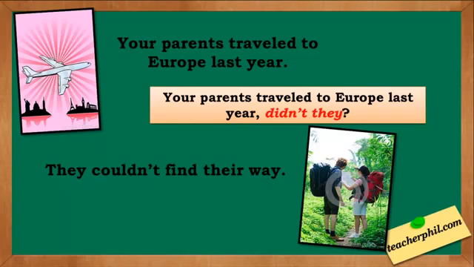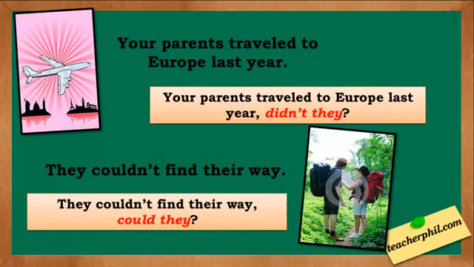The last one, they couldn't find their way. The correct answer is, they couldn't find their way, could they? We used the modal could in the statement, so could should also be used in the tag. Could they? Did you get them right?